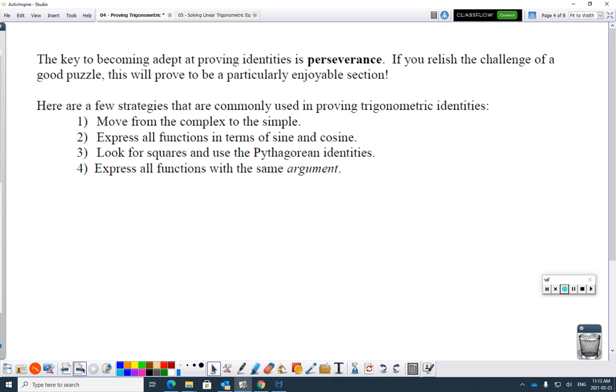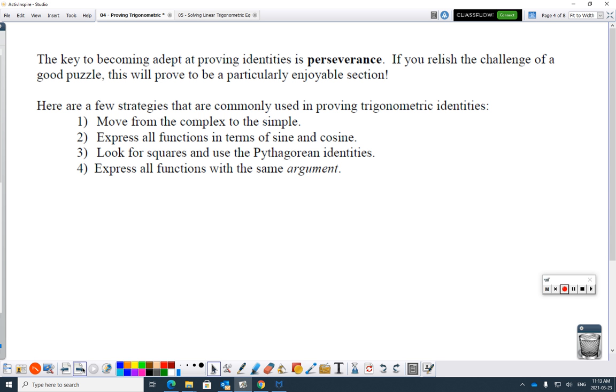Okay, the key to becoming adept at proving identities is perseverance. You just can't approach identities like other homework questions. The idea of regular homework questions is that I explain it in a way that you go, oh, I get that. And then when you go to do the homework, you go, oh, I got this. I remember how to do this, and you practice it and you get good at it. Identities really won't work like that.